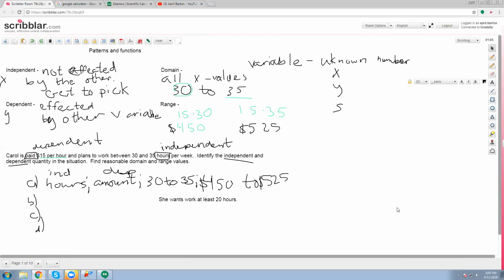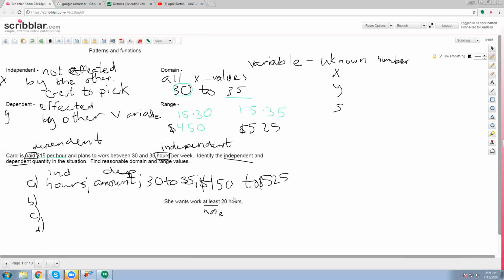So if she wants to work at least 20, does she want to work more or less? Because at least is kind of confusing. More. It's opposite because of that word at. Very good. Yeah, it's backwards. So at least actually means more. But they still had to tell you that domain.